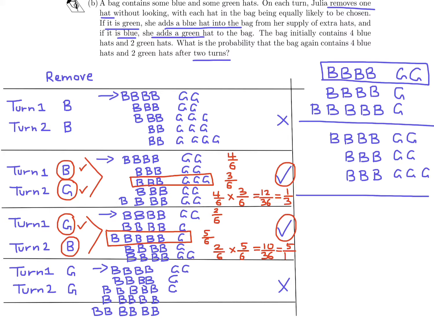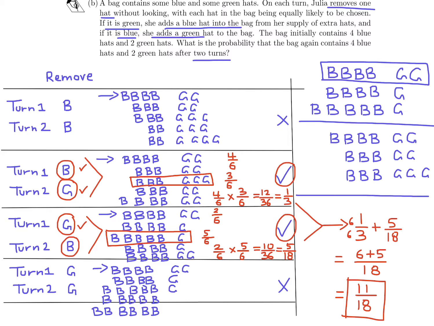Yeah, 5 over 18. Now, to get the total probability for this question, you have to add these. So 1/3 plus 5 over 18. Multiply top and bottom by 6, so that would be 6 plus 5 over 18, and that is equal to 11 over 18. That is the correct probability for this question.